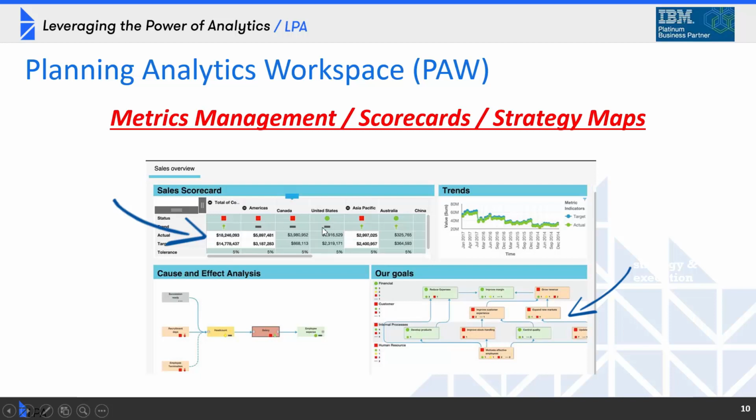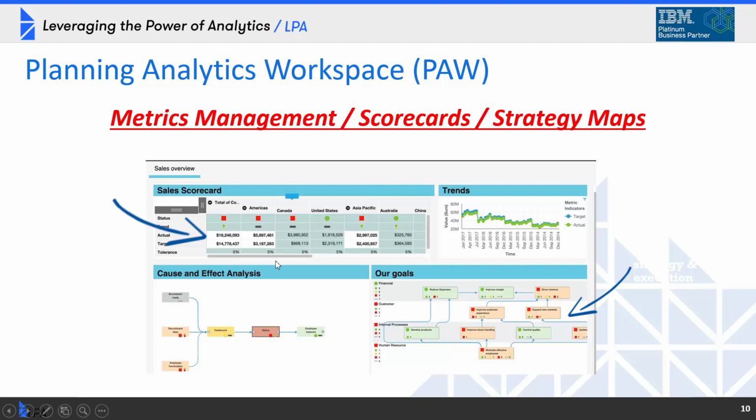So if it's flat, the trend is not moving. If it's a green arrow up, it means it's actually improving. Whether the status is red or not, green arrow, it is improving over time. Of course, if it was going south, it would be a red arrow going down.